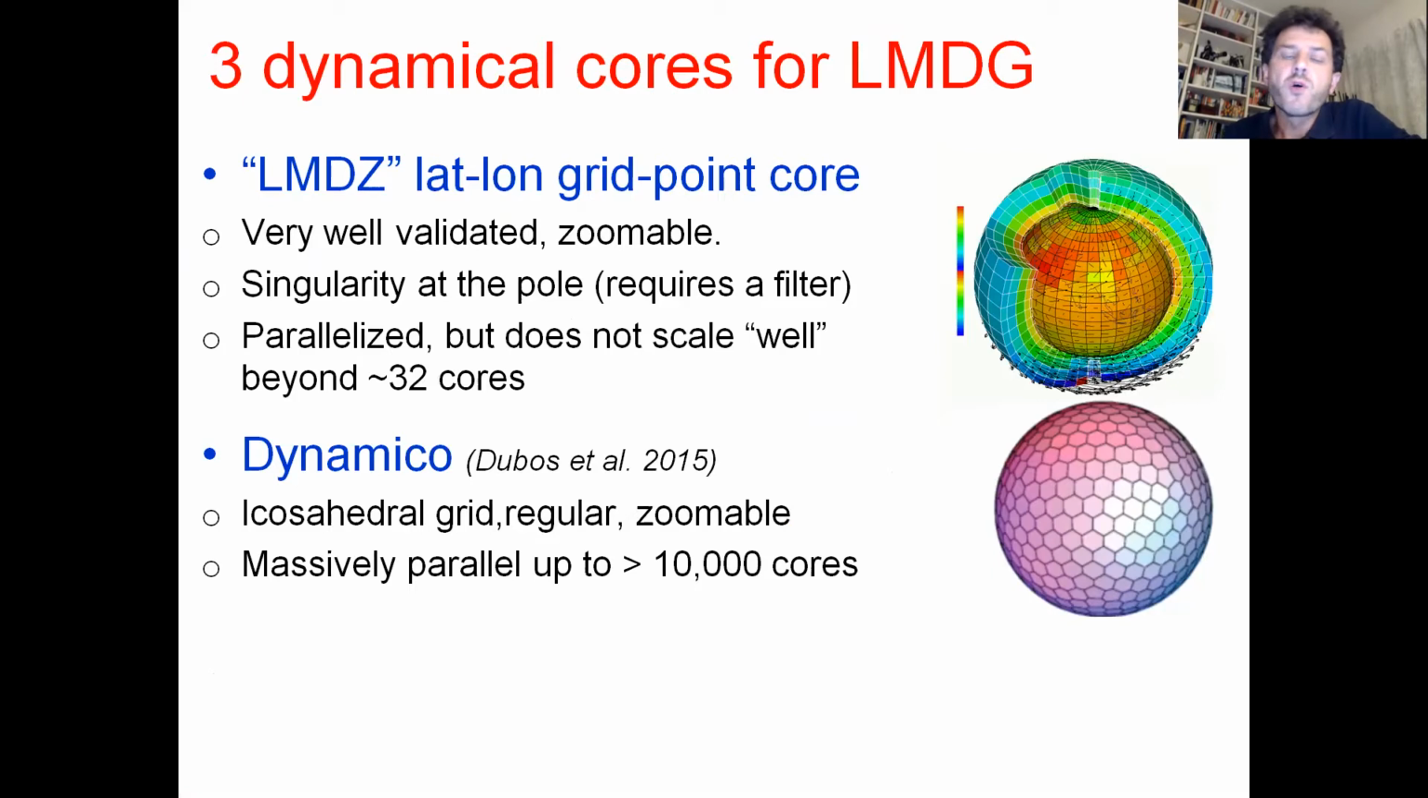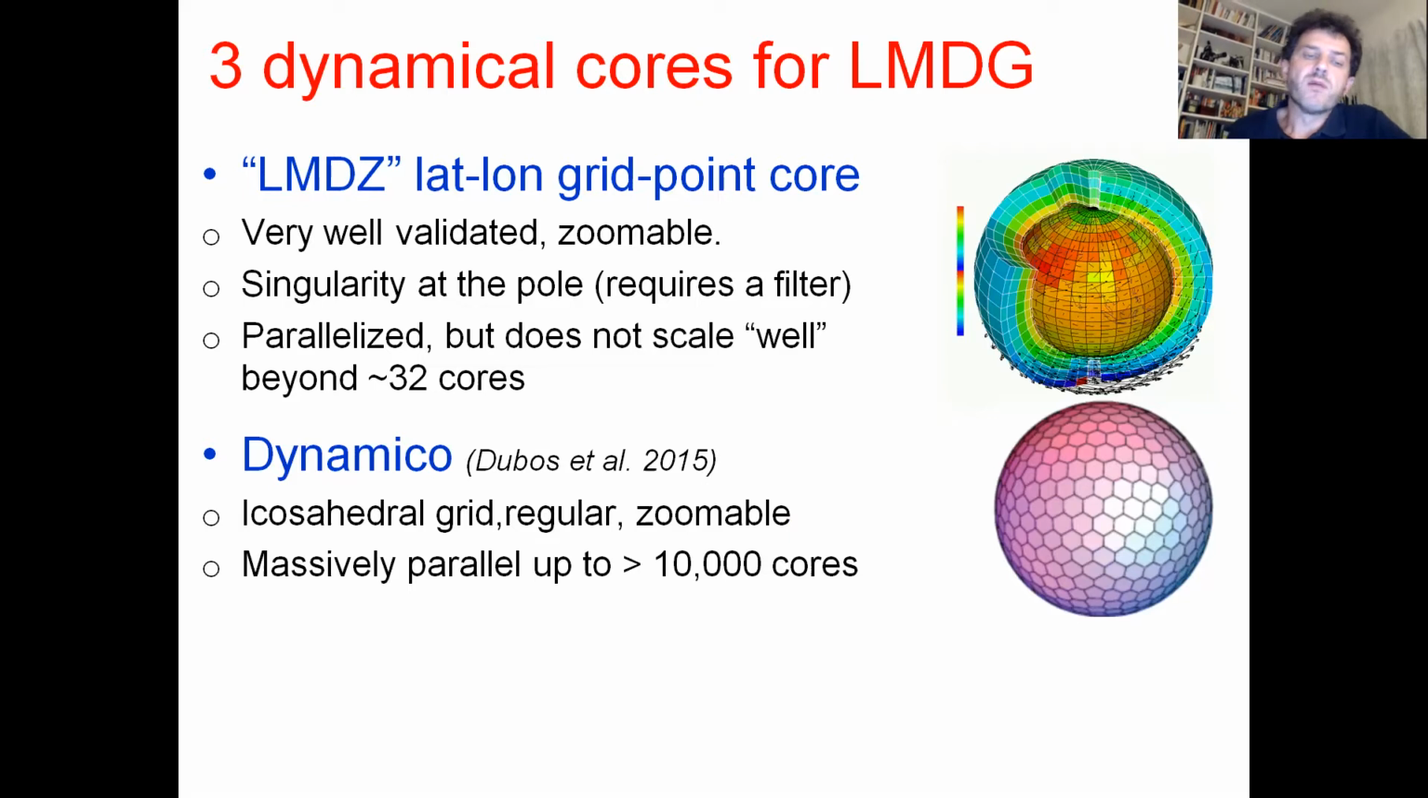Beyond 32 cores, it's not really useful to add more cores, and so we have a limitation in the velocity of these simulations. For several years now, we've been developing in our lab a new generation dynamical core named DYNAMICO by Thomas Dubos and the team.